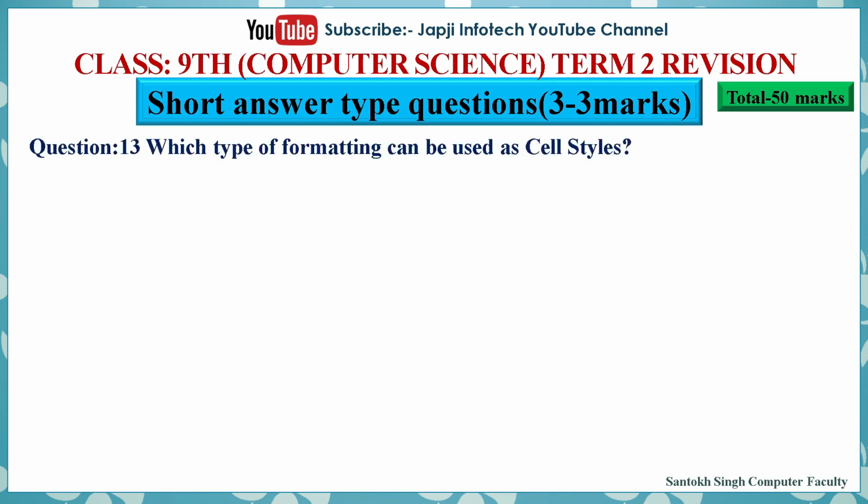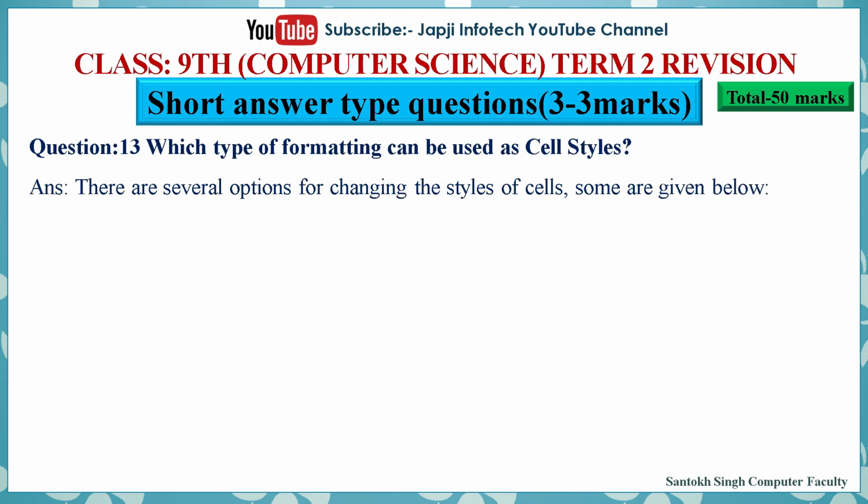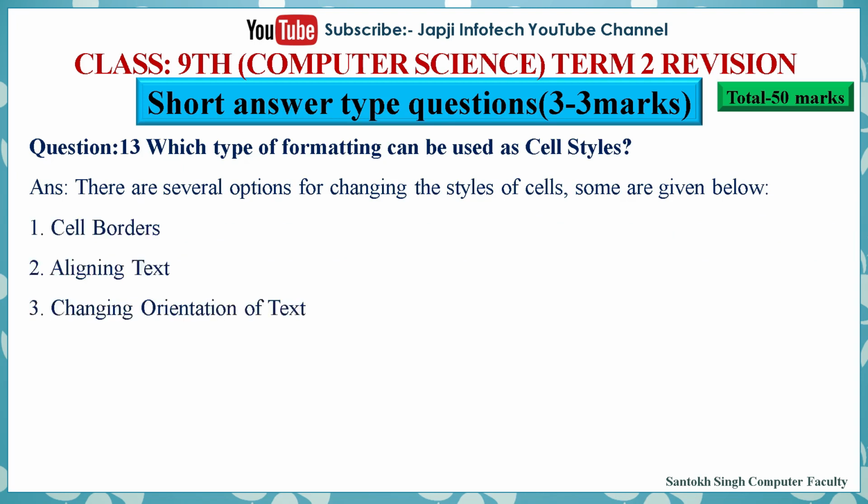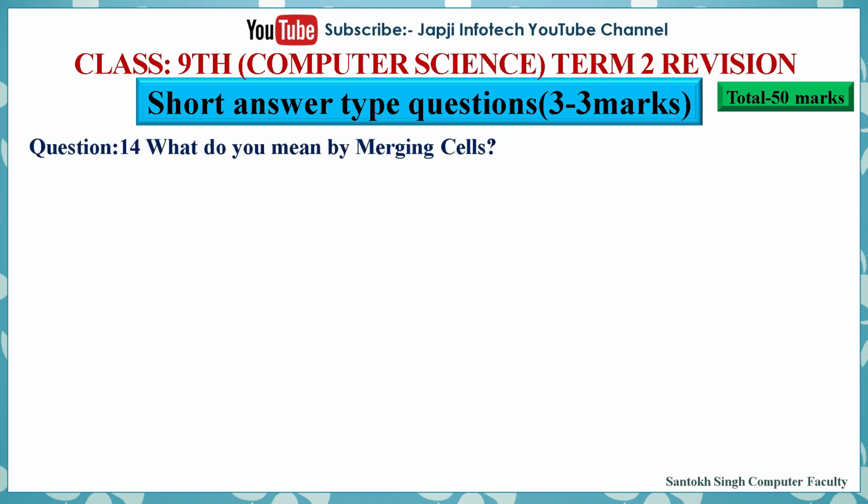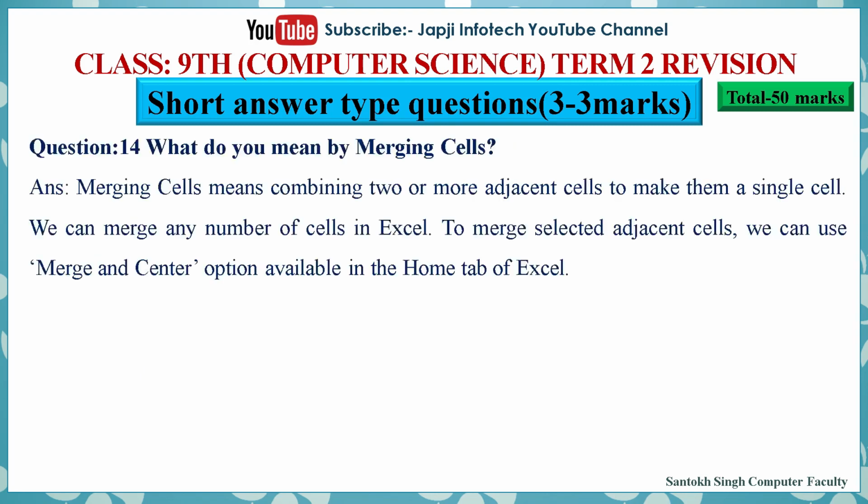And 13th one is, which type of formatting can be used as cell styles? So there are several options for changing the styles of cells. Some are given below. The first one is cell borders. Second one is aligning text. Third one is changing orientation of text. Fourth one is wrapping text. Fifth one is applying number format. The 14th question is, what do you mean by merging cell?